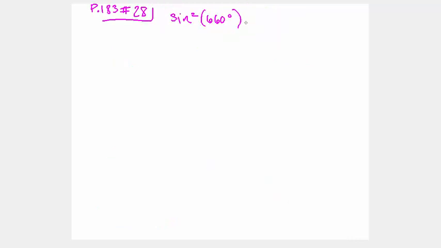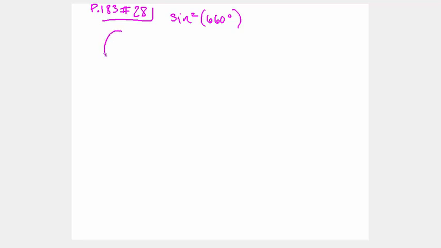The next example I want to look at is on page 183, number 28, and it asks us to find the value for the sine squared of 660 degrees. Now, as you'll recall, 660 degrees is not within one wrap of the circle. By now, we've also been working with degrees a little bit, so we can hopefully understand the unit circle in terms of radians or degrees.